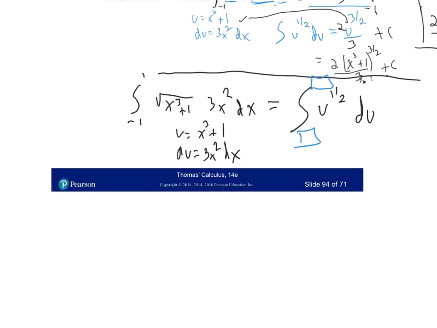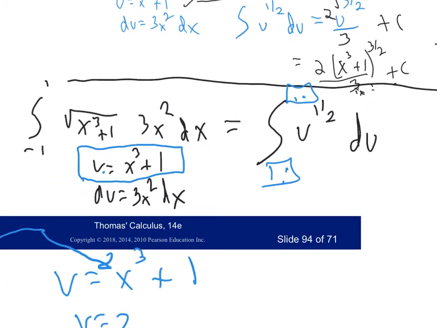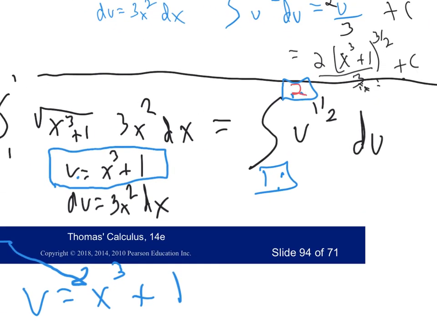So what we do here is I'm going to use this equation that I created, that u, since these numbers are u numbers, they're not x numbers. If u is equal to x cubed plus 1, I'm going to use when x equals 1 and when x equals -1. So my upper limit when x is a 1, I'm going to plug it into here, I get u will be a 2. So up here, my upper limit changes to a 2.